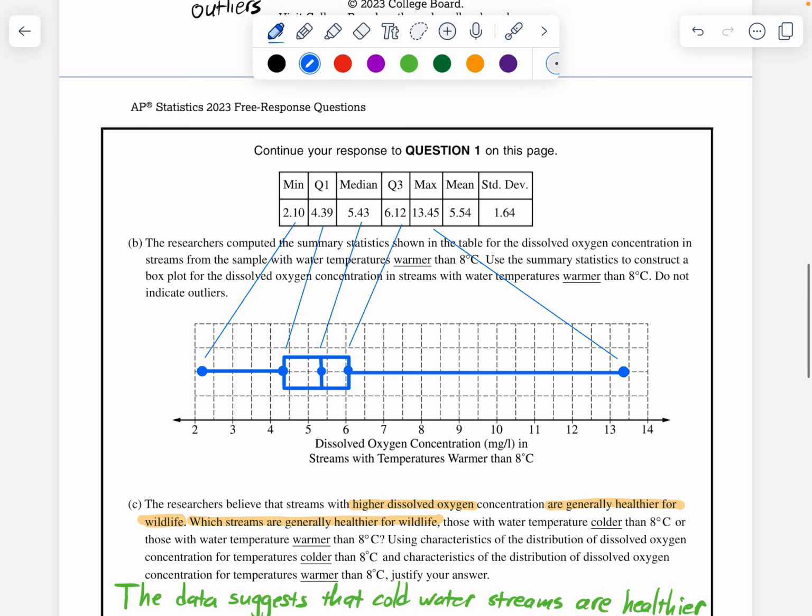It also did say, notice this, do not indicate outliers, which is actually very generous of them. You do not need to do the outlier formula, which you might remember. It's 1.5 IQRs up from Q3, and 1.5 IQRs down from Q1, but you don't have to do that.